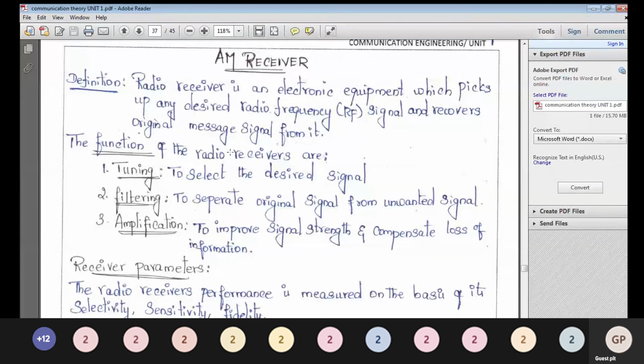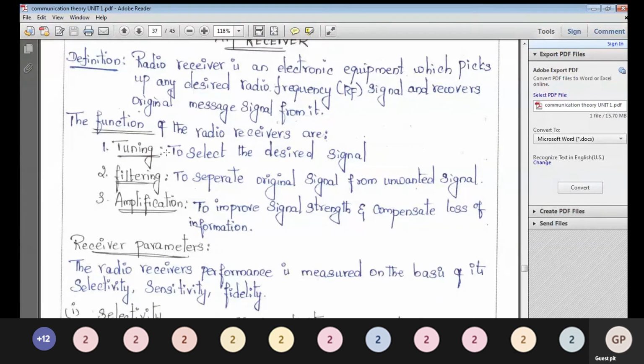The receiver has three functions, or three characteristics. The first function is the tuning function. Tuning means the receiver is tuned to a particular frequency, to select the desired signal. Different frequency signals are available, and out of them the receiver has to identify and select the desired one. To select the desired signal, the receiver has to be tuned to that particular frequency. Then only can the receiver select the desired signal. So the first step is tuning. Why are we tuning the receiver? To select the desired signal.